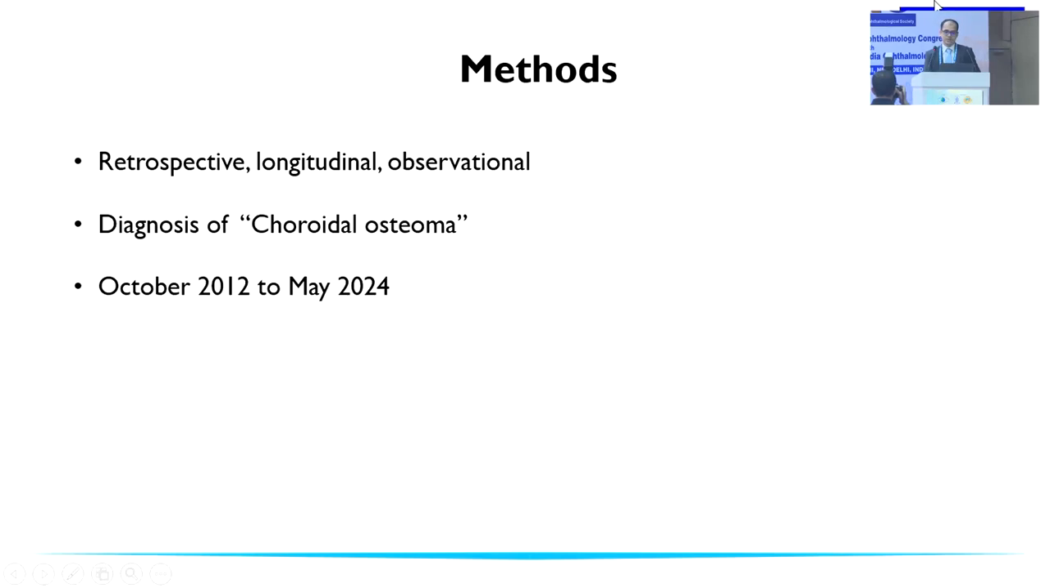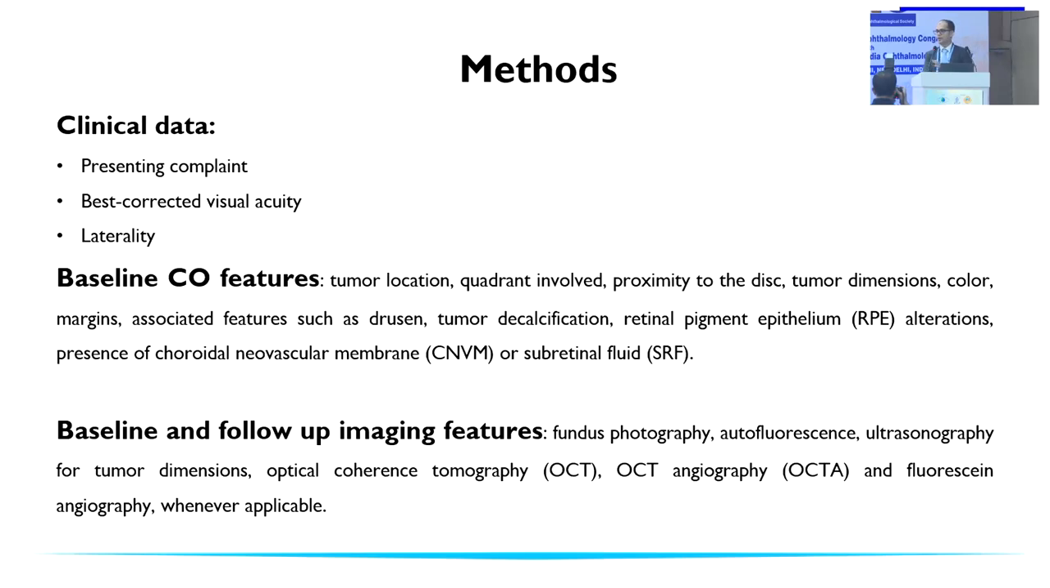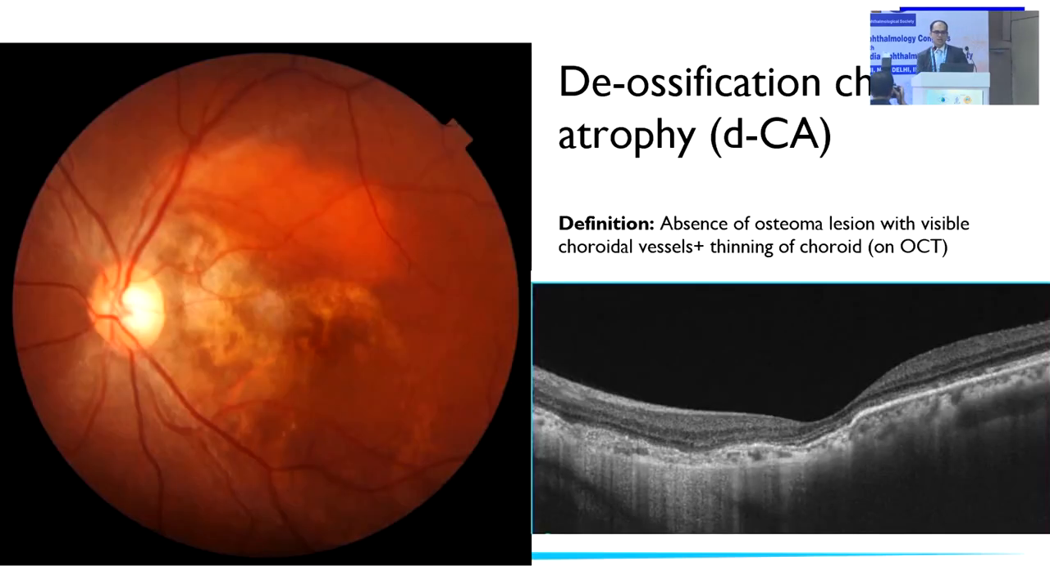So this was a retrospective observational study of all cases of osteoma from 2012 to 2024, and we included most of the demographic findings and imaging findings. The first term we tried to define was deossification choroidal atrophy, which is kind of an end stage of the deossification process. Because it's a process, it is difficult to measure. So we took the end stage, and it was defined by absence of osteomal lesion with visible choroidal vessels and thinning of choroid on OCT.